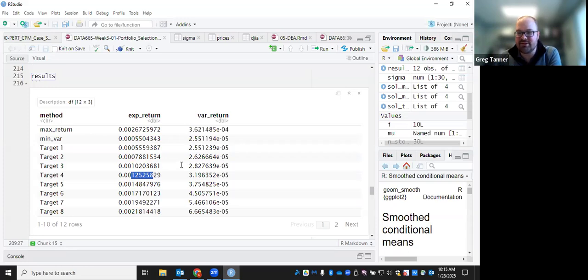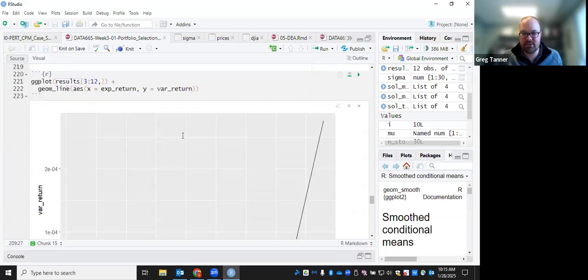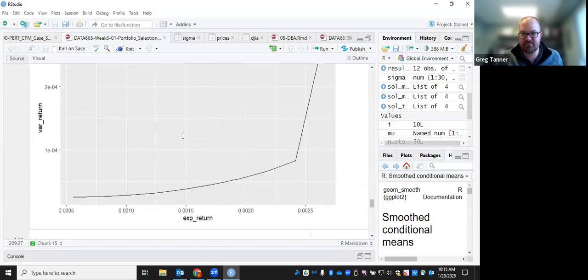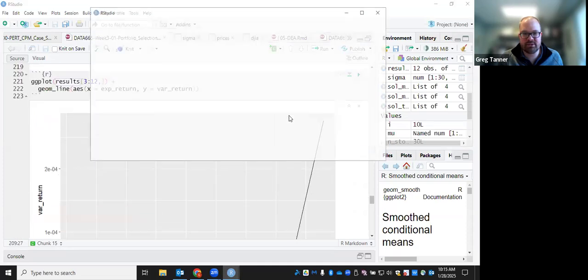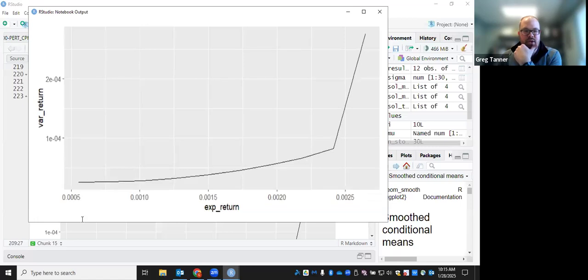Rather than looking at numbers, let's look at this visually. And so here's a plot. Let's pop it out there. Okay, so here is the expected return. These are essentially the targets that I was varying across the x-axis. I started here and there's sort of low variance. As I move my target up, we notice that the variance increases. There's a point right here where it jumps up a lot at the very end.